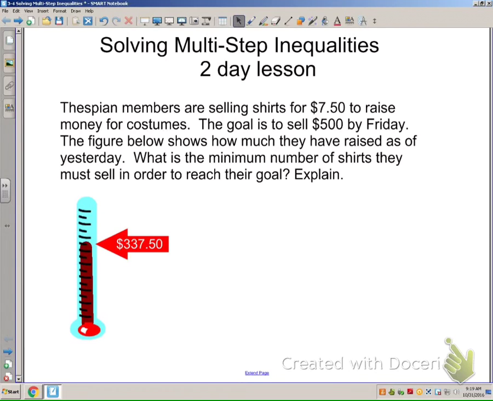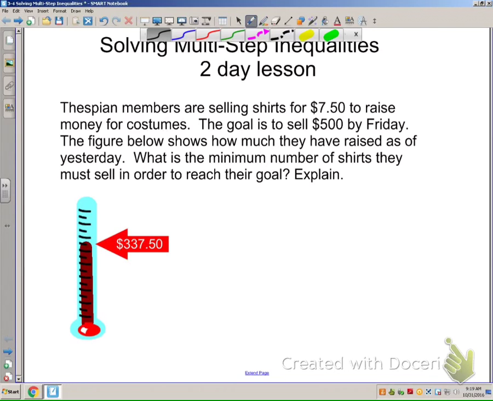So the problem says, Thespian members are selling shirts for $7.50 to raise money for costumes. The goal is to sell $500 by Friday. The figure below shows how much they have raised as of yesterday. What is the minimum number of shirts they must sell in order to reach their goal?